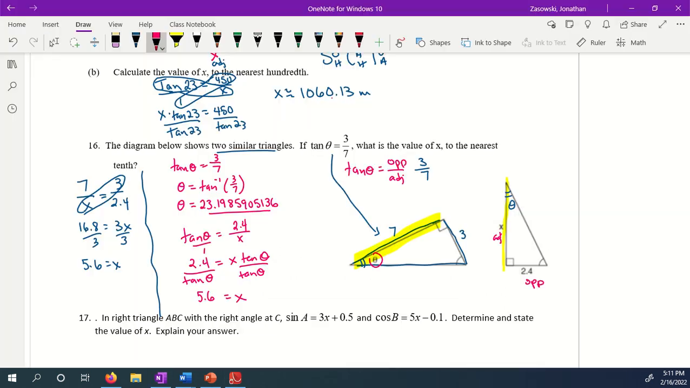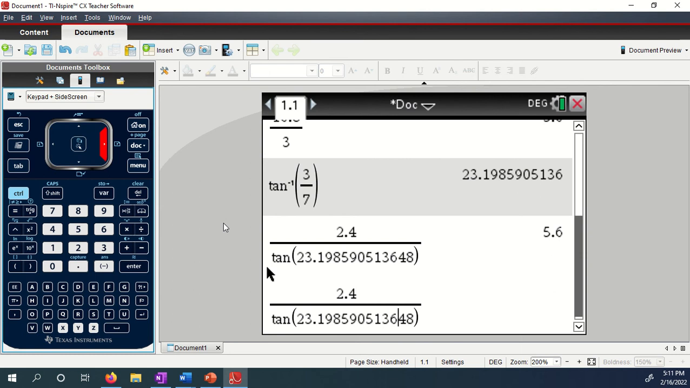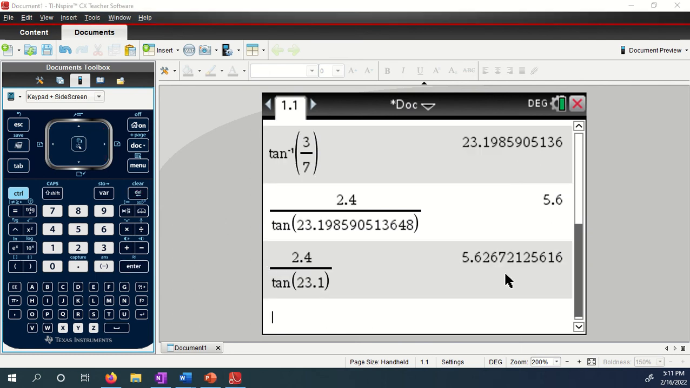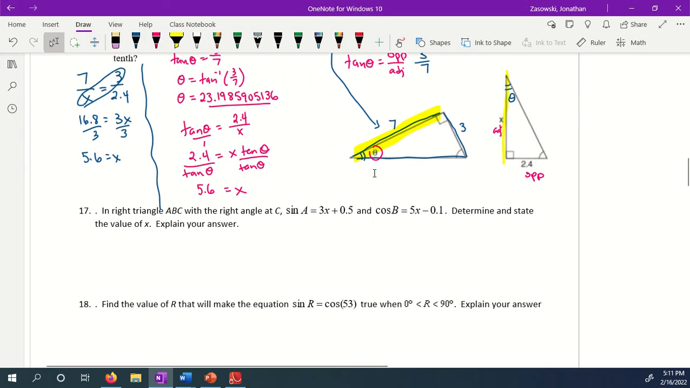Now, if we rounded, and let's just say that's like 23.1, and we rounded to the nearest tenth, we still get 5.6. But if we rounded to the nearest hundredth, we'd end up getting 5.63 when it should just be 5.6. So you can see there's a little error here because you're rounding. It's kind of messing with this a little bit, and we're getting a little different answer.